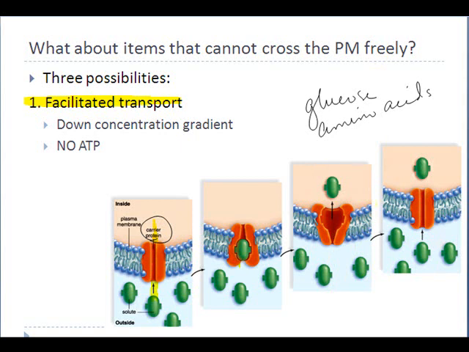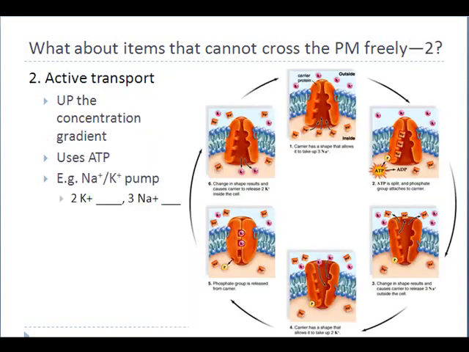So this is with a little bit of help through these membrane proteins that will cause the movement of these molecules. Again, it is down the concentration gradient, that is important, and there is no ATP or no energy needed for this process, and this is called facilitated transport.